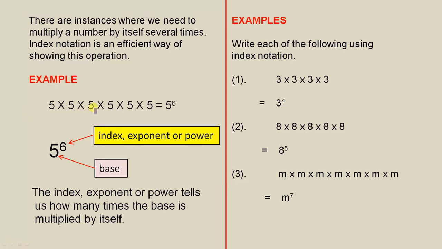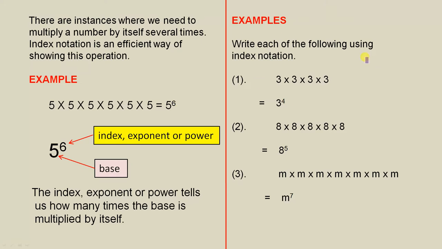If you're multiplying these 5s together, you will notice there are 1, 2, 3, 4, 5, there are 6 of them. So we write that as 5 to the power of 6. So we have the 5 here and the 6 there. The 6 is called an index, an exponent or a power, and the 5 is called the base. The index, exponent or power tells us how many times the base is multiplied by itself. So the 6 tells us that the 5 is multiplied by itself 6 times.